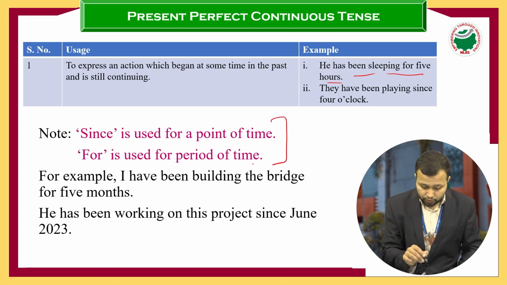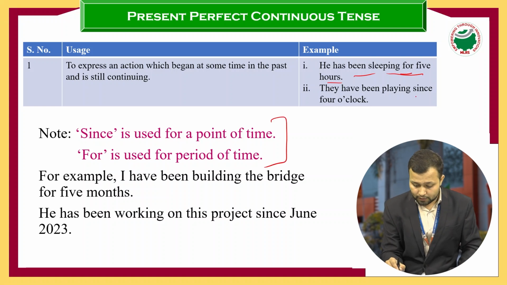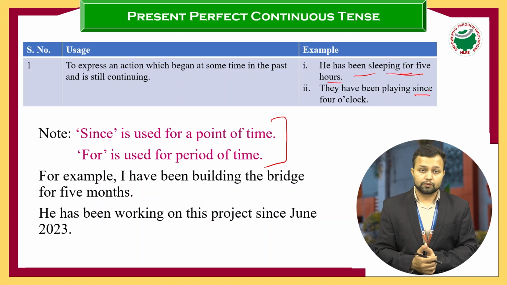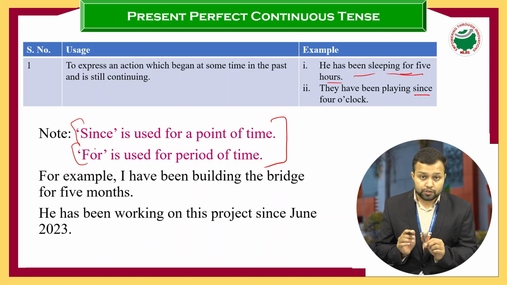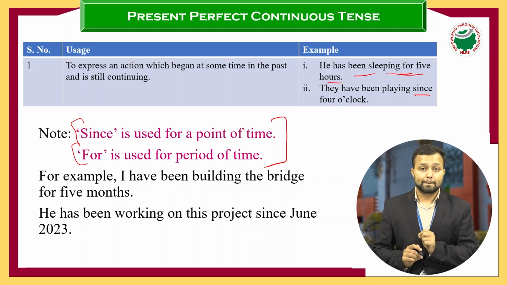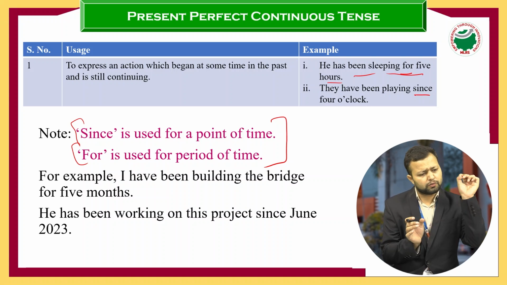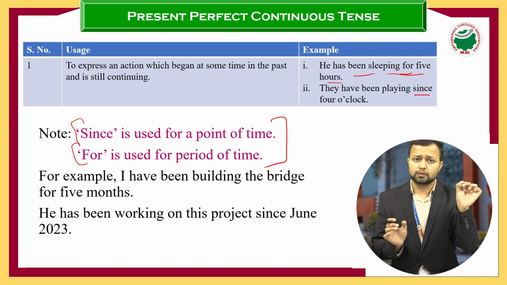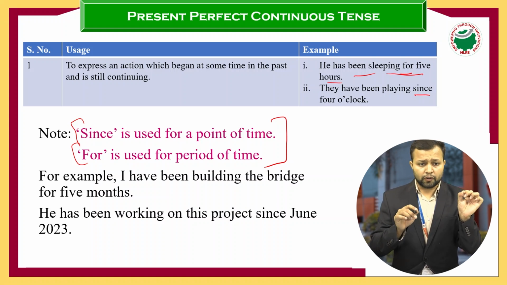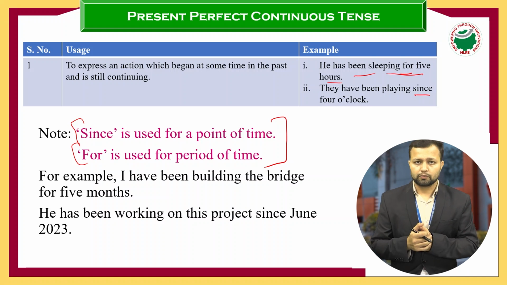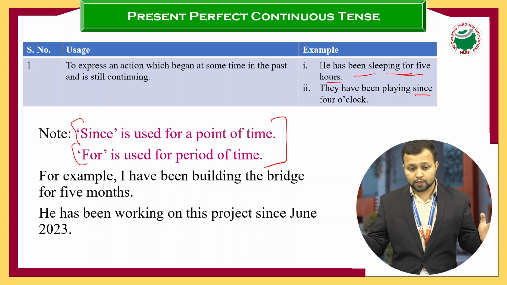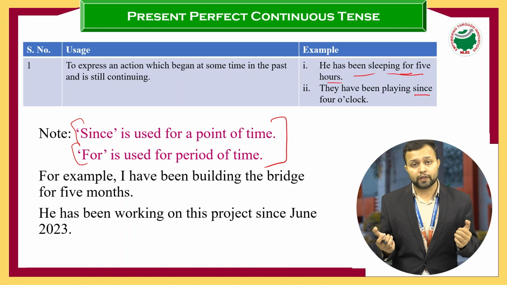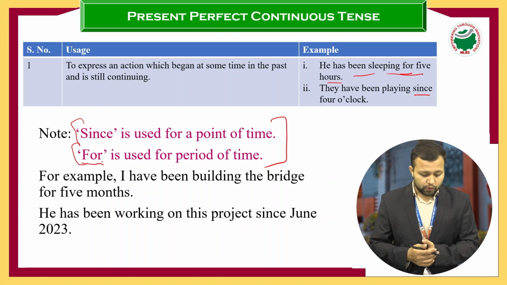And note for you guys, in both the sentences, we find for or since. Where do we use since and where do we use for? Since is used to denote a point of time, in the past or in the present. Like 1:10 p.m. This is a point of time. January 20, point of time. But if I say a period of time, 5 hours, duration, 5 months, 10 years, that is a duration. To express a period of time, we use for.